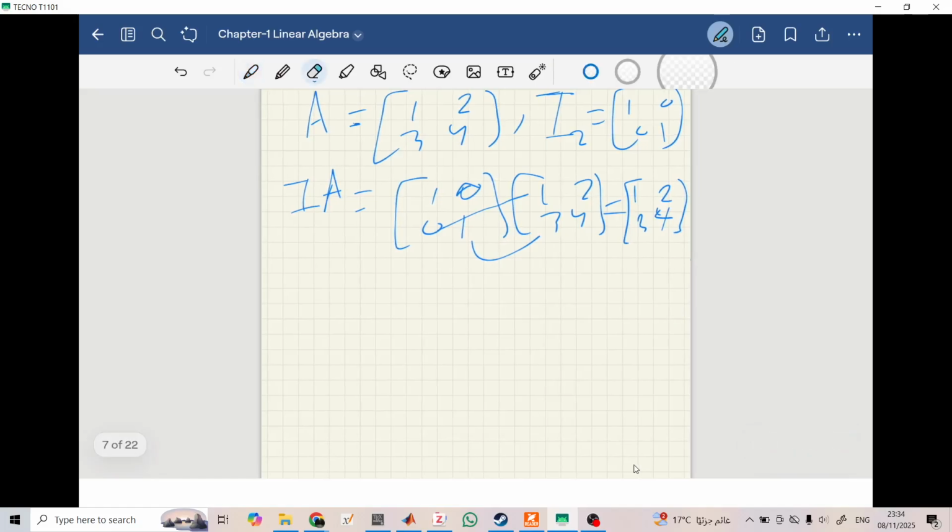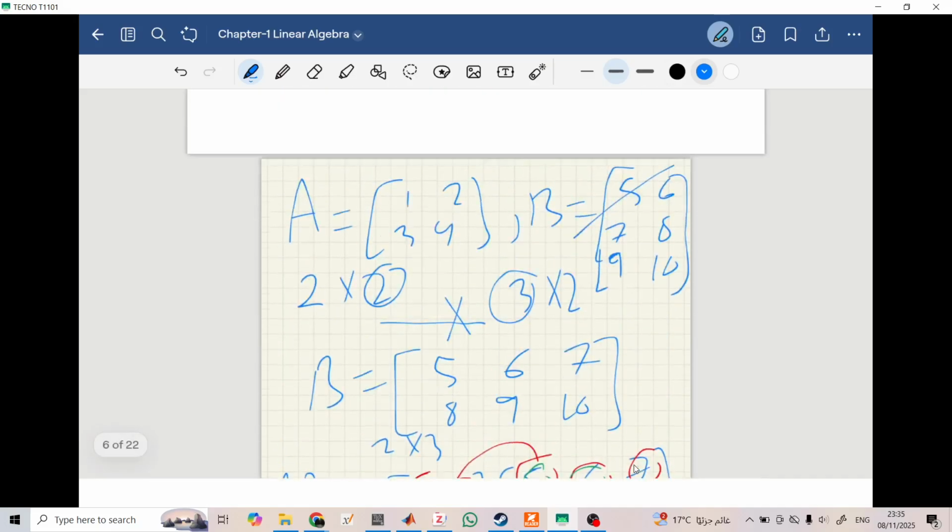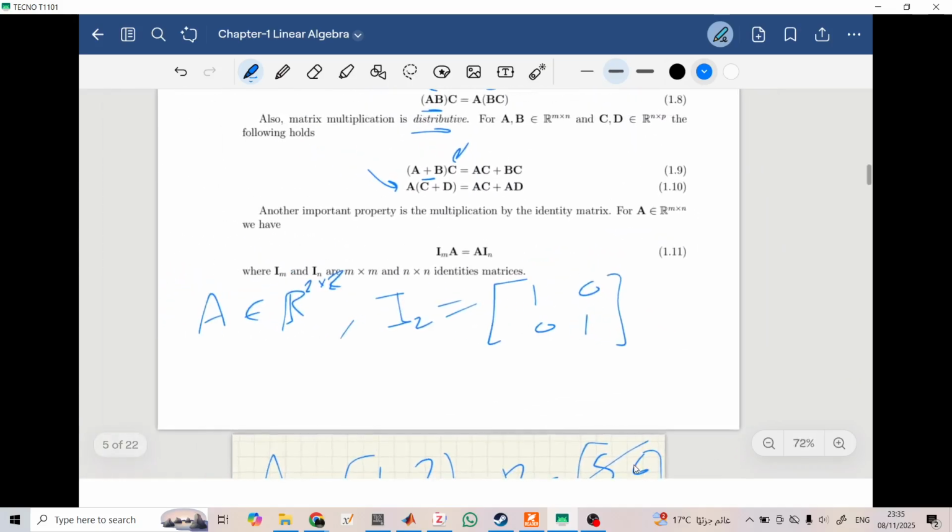from the left. So A times I, is it the same thing? Let's see. It should be the same. 1 times 1 is 1, 2 times 0 is 0, 1 times 0 is 0, 2 times 1 is 2, 3 times 1 is 3, 4 times 0 is 0, so I have 3, and the same thing in the last element. So we have seen that both multiplications from the right and from the left are equivalent, which is a good thing. Okay, great.